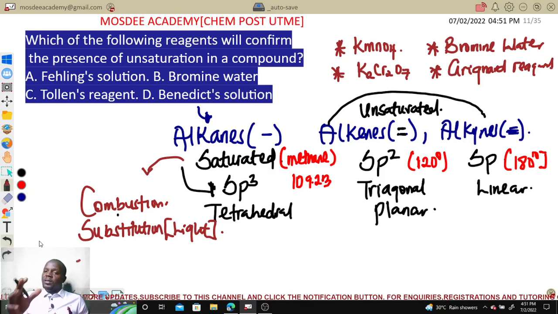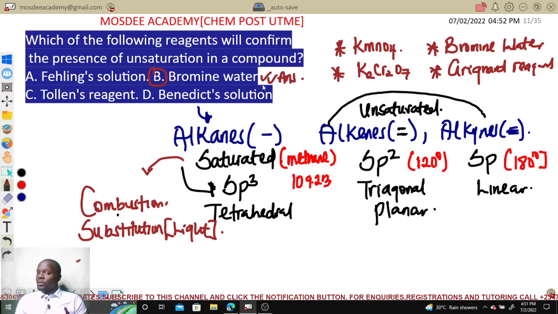Then also, Grignard reagent is a mixture of an alkyl with magnesium. Don't worry about that. I'll still break it down for you later with halogens. So it's an alkyl with a metal plus iodine that is called Grignard reagent. So all these are used basically to test for what we call unsaturation. So be careful about that. The answer to that is bromine water here. This is the right answer to the question. Bromine water will confirm that.